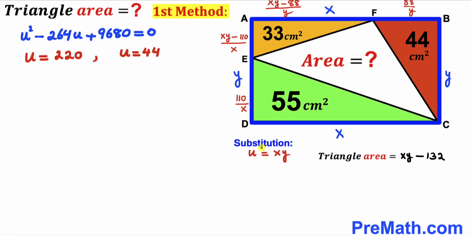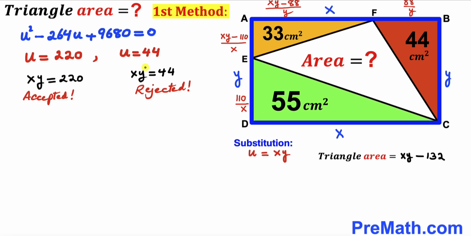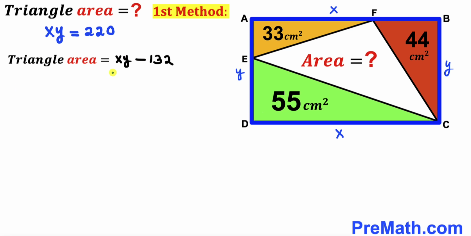And now we know that our u equals x times y. So I'm going to replace u with x times y. So therefore this is going to become x times y equals 220 and here x times y equals 44. And now we can see x times y equals 44 value is not feasible. So therefore we are going to reject this xy equals 44 and we are going to accept x times y equals 220.